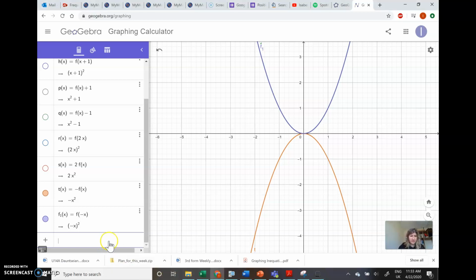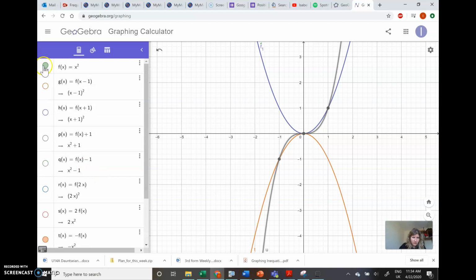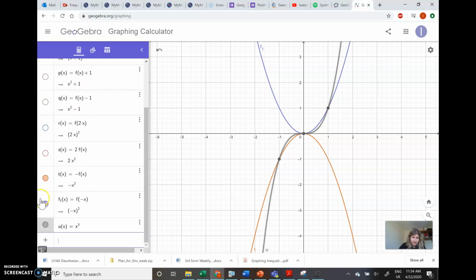So what are we up to? We're up to t. So let's go u of x equals x cubed. Too many x's there. Okay, so I'm going to do u of x equals x cubed. I'm just going to turn these off. Okay, now I'm going to go v of x equals, I'll just go u of -x.